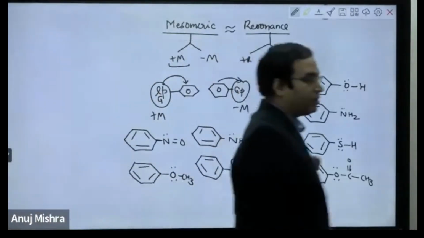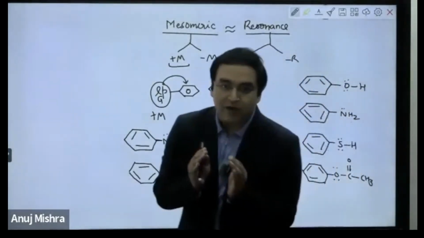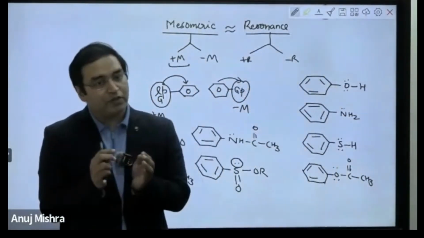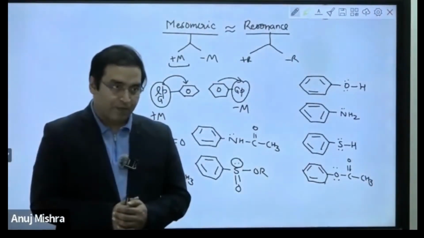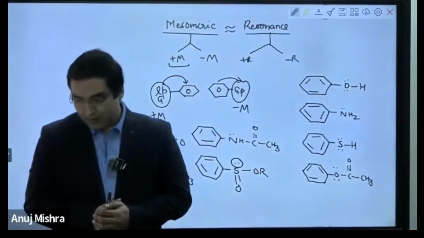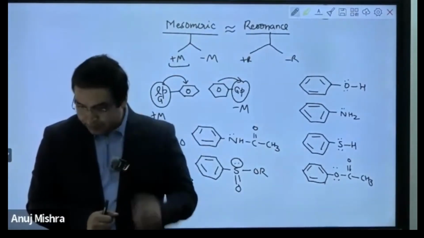What is common in all these examples? In all these cases, you have ring or the cyclic structure connected with some group, some element which has lone pair. So please draw. Is it clear?